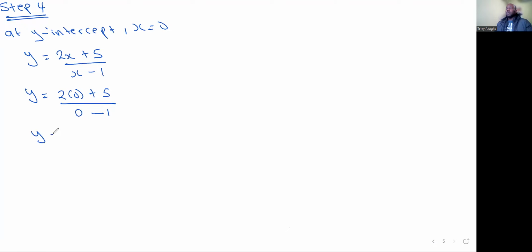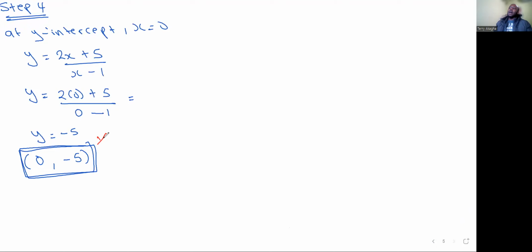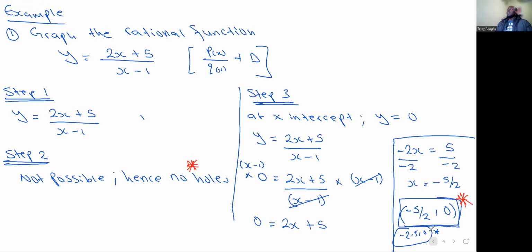So if you press this in your calculator, this is 0 plus 5, that'll be 5. 5 divided by minus 1 will give you minus 5. So y is equal to minus 5. So the y-intercept, when x is 0, y is minus 5. And this here was the x-intercept. So we've gotten the x-intercept, we found out that there are no holes, and now we found the y-intercept. All right. That is that for that.